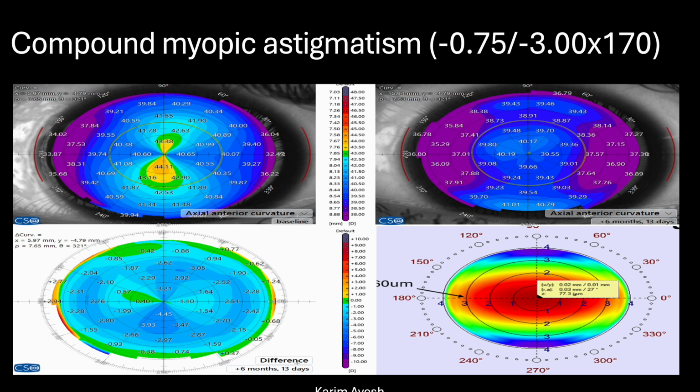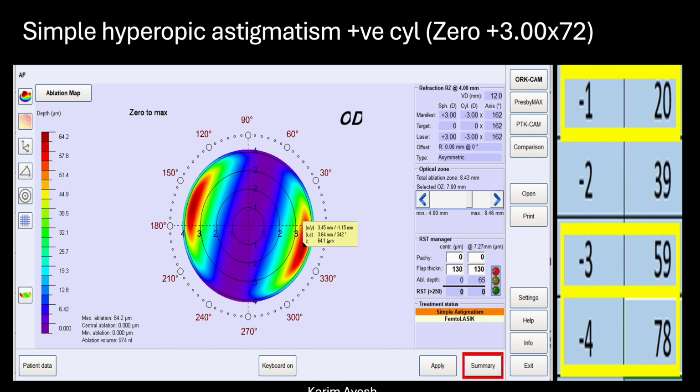And here also are the changes on the K readings. The machine works on the flat meridian. Here it works on this meridian, the flat meridian, to flatten the steep meridian, which would happen here -3, -4. Here is the amount of flattening. Right. According to simple hyperopic astigmatism, I just entered this type of refraction, +3, -3, axis 162.